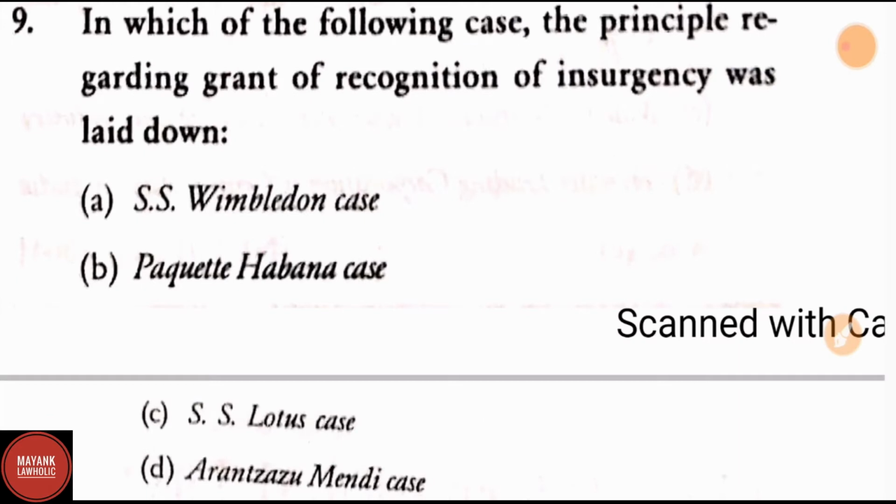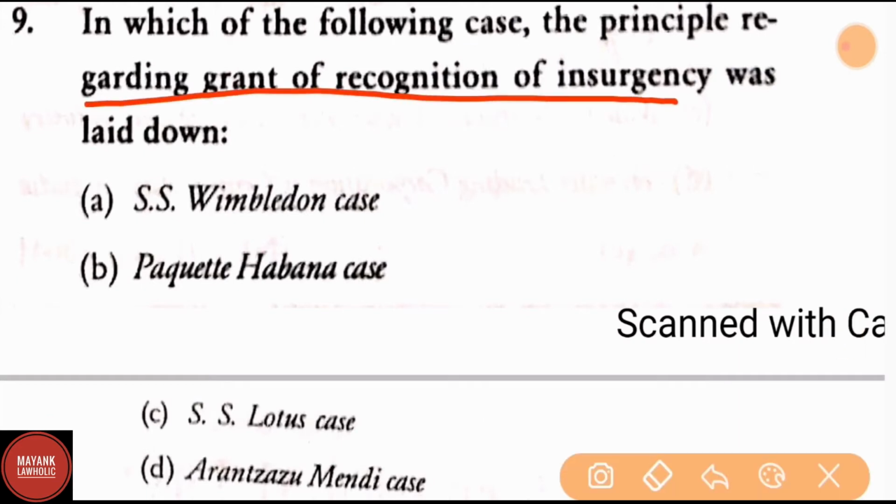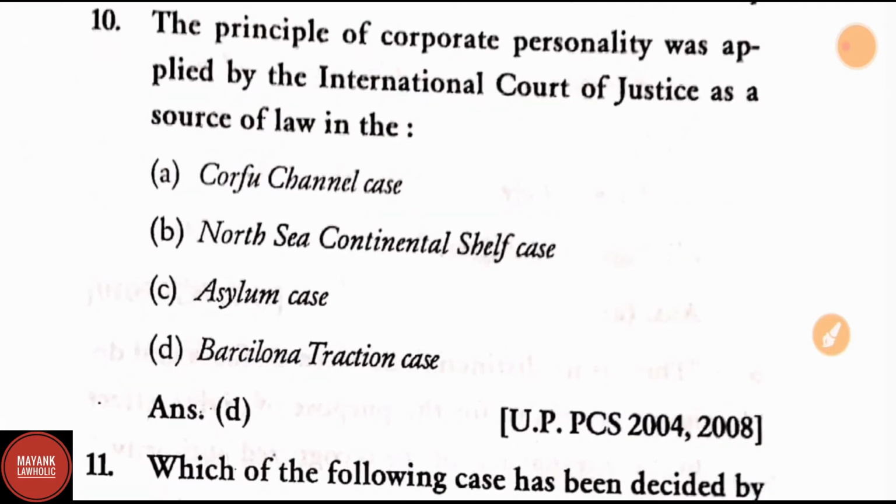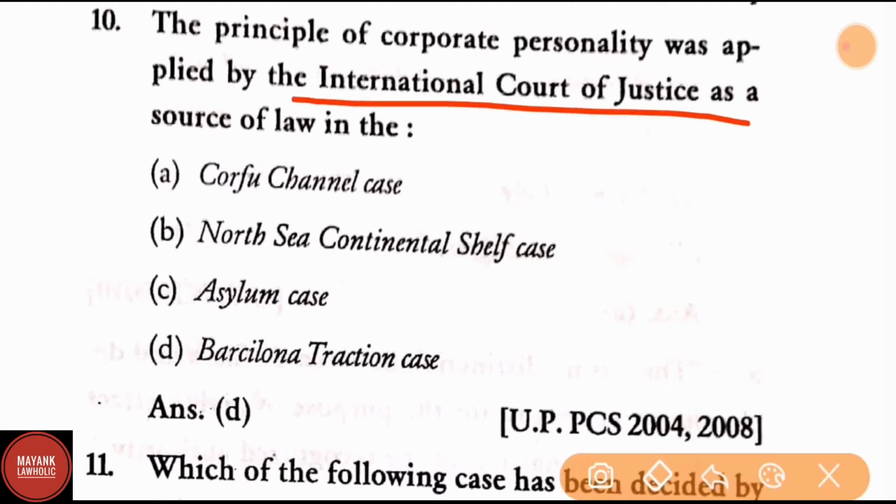Question number 9. In which of the following cases was the principle regarding grant of recognition of insurgency laid down? The answer is the Arantzazu Mendi case. Question number 10. The principle of corporate personality was applied by the International Court of Justice as a source of law in the Barcelona Traction case.